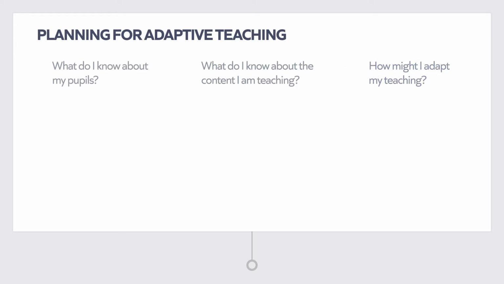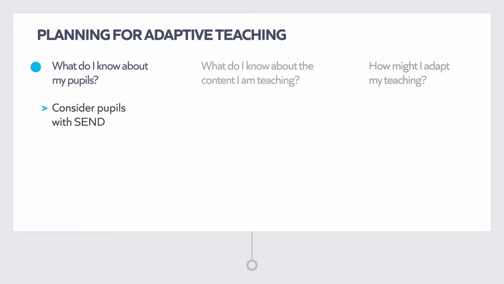When answering the question, what do I know about my pupils, teachers should consider whether they have any pupils with special educational needs or disabilities in their class. Pupils with special educational needs or disabilities are likely to require additional support. Teachers should work with colleagues, families and pupils to identify potential barriers to learning in advance.